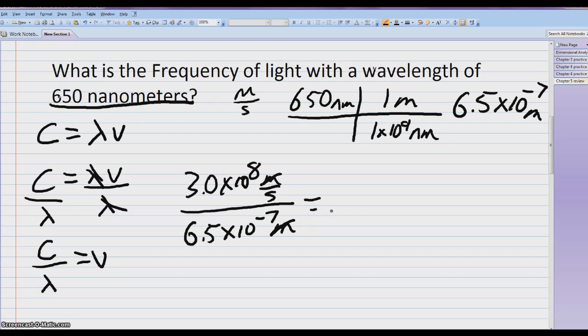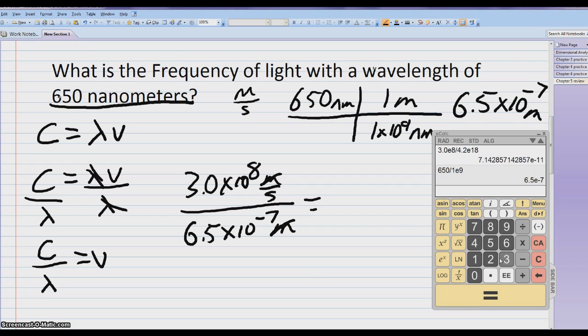So let's go ahead and run this through our calculator as well. So 3.0 times 10 to the 8th divided by 6.5 times 10 to the negative 7th.